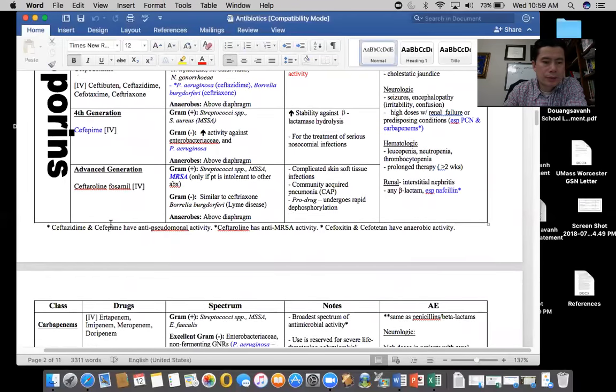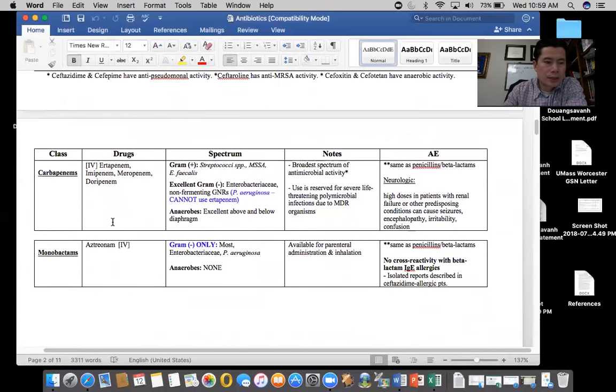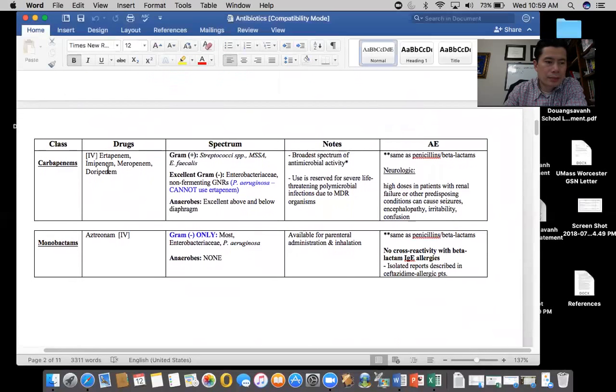So that's cephalosporins. And carbapenems include meropenem, and imipenem is probably what you usually hear in the operating room. They have a broad spectrum of antimicrobial activity. Same thing, the adverse effects are the same as penicillin and beta-lactams. A high dosage will cause renal failure and predispose the patient to seizures, encephalopathy, irritability, and confusion with these. The monobactams include aztreonam.